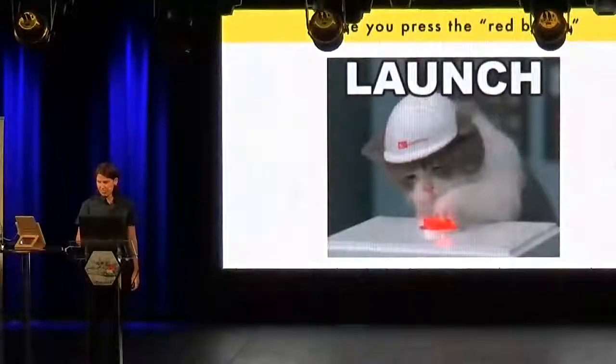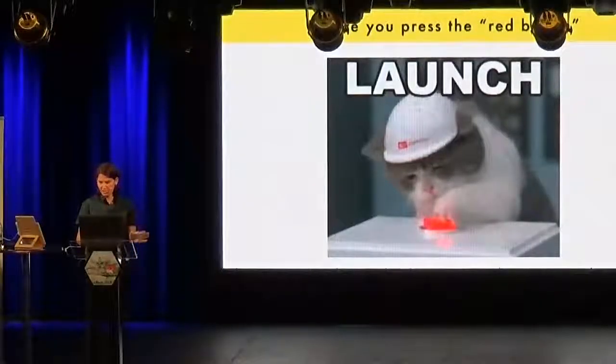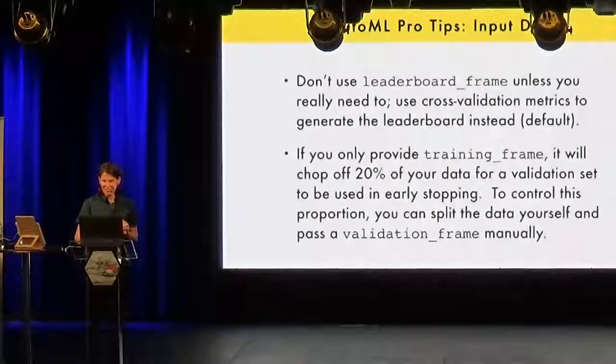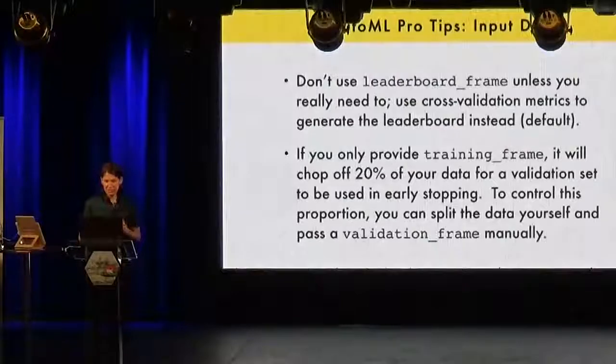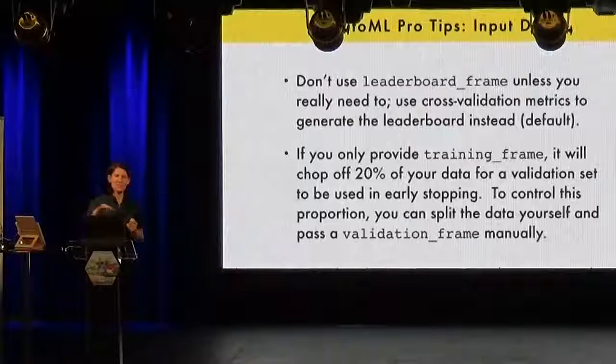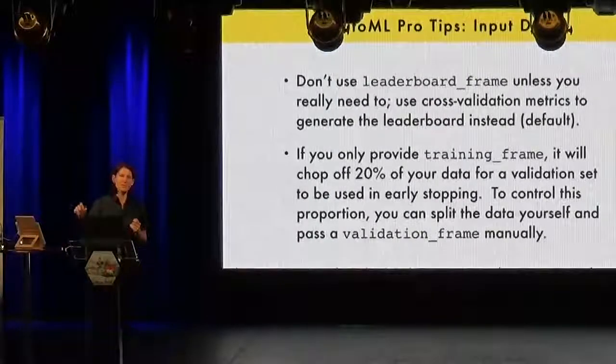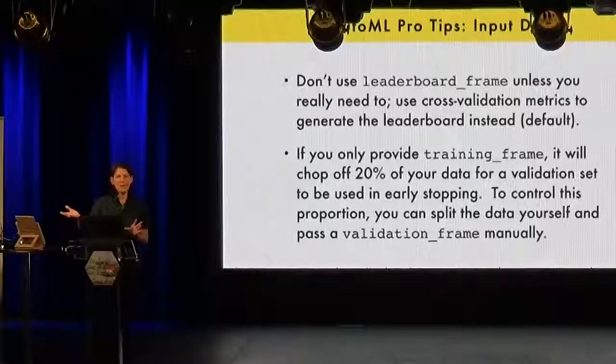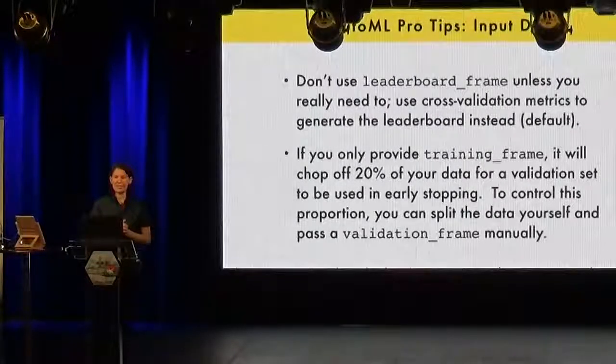Let's skip through this maybe. Before you start running a whole bunch of models, especially if you're using infrastructure that costs money, here are some tips. I mentioned you should only have to specify the training frame, and if you do that, we will chop off a little bit of your data, 20% of your data, to do the validation internally. If you don't want to use 20%, let's say you only want to use 5% or no percent, then you can use the validation frame argument to override what we do.